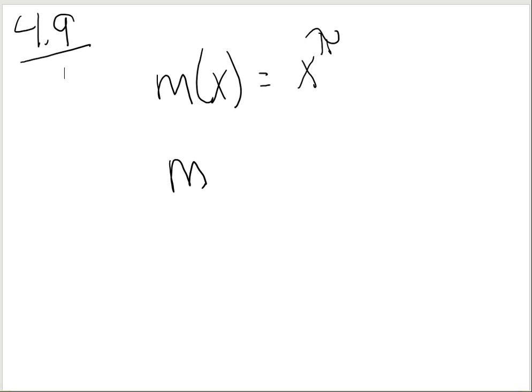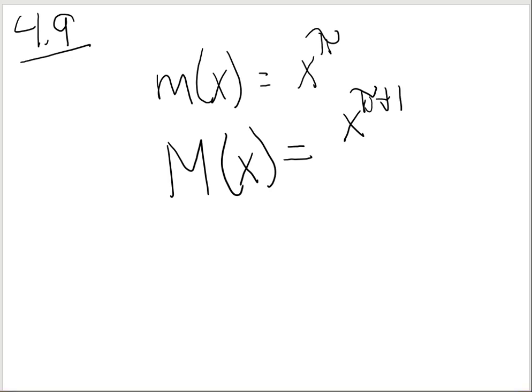And another example: x to the pi. If we want to find the antiderivative, this is again power rule, so you add 1 first, and then you divide by the new power, and then you plus c.